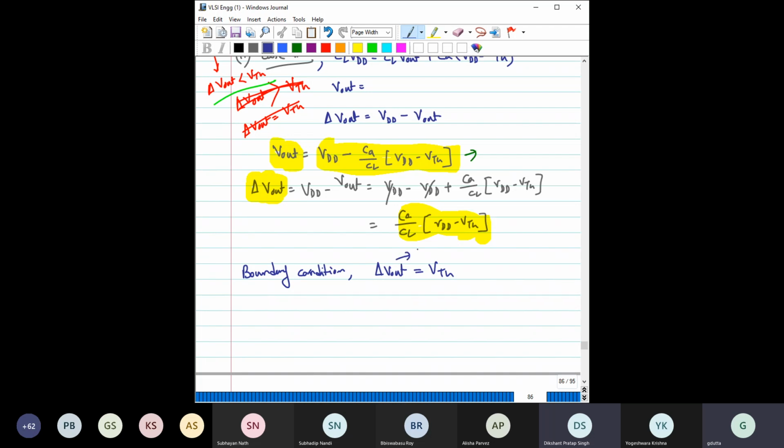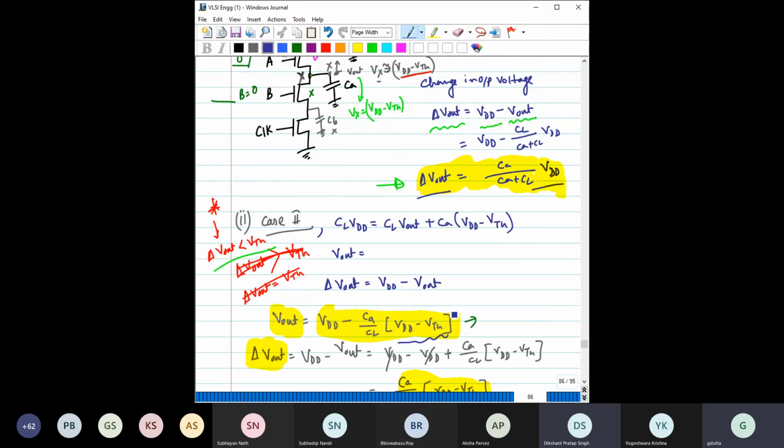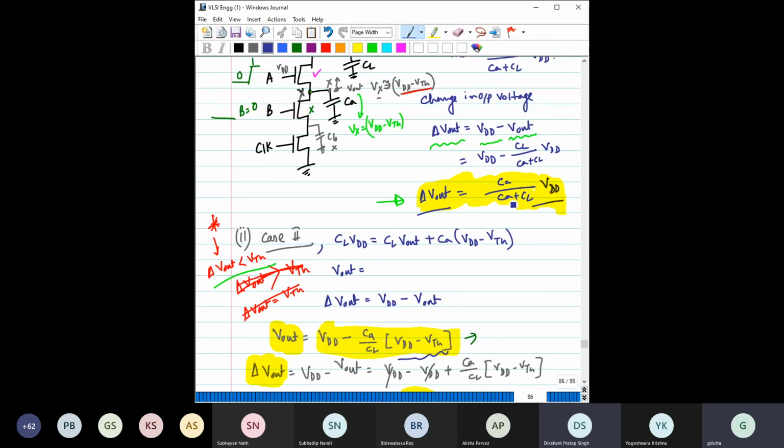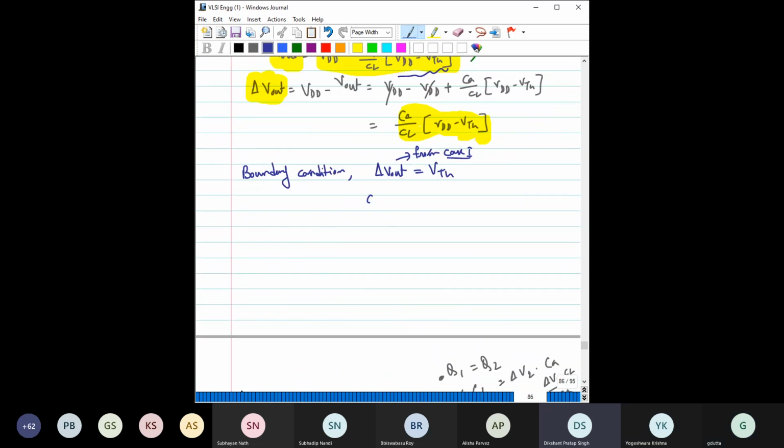Delta V out from case 1, because that is the most general case, right? This one we have fixed here, so this is not the general case, right? So case 1 is the general case. So make delta V out equal to VTH. So what is delta V out? CA by CA plus CL into VDD, that is equal to this VTH. So from here you will find the ratio of CA and CL. That comes out to be VTH by VDD minus VTH.